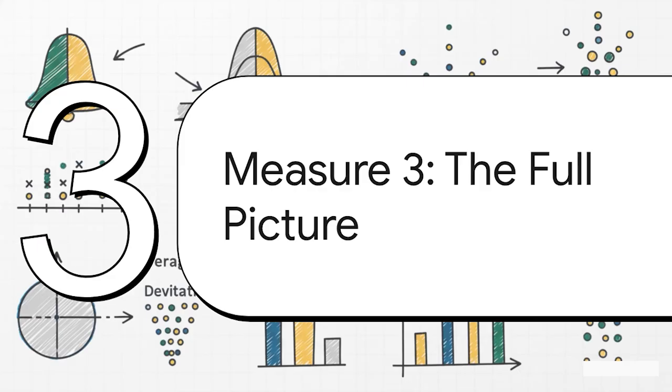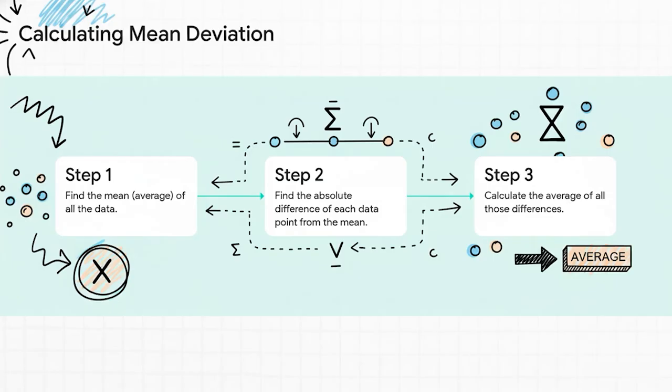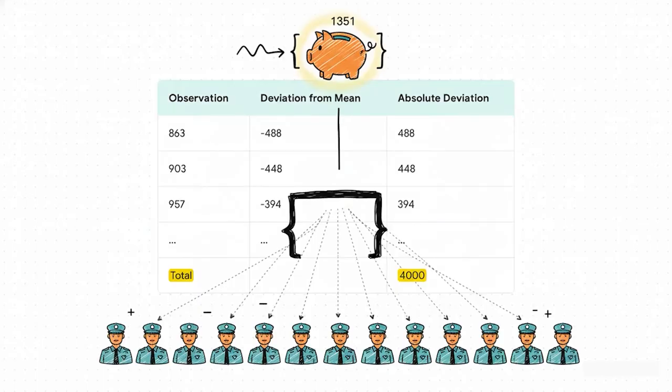So let's look at our final and probably most powerful measure. This is the one that gives us the full picture by taking every single data point into account. This one's called the mean deviation, and the process is actually pretty straightforward. Step 1, you find the mean. The good old-fashioned average. Step 2, you go through every single data point and measure its exact distance from that average. And step 3, you just find the average of all those individual distances. That's it. Let's use a new example here, this one about payments to 12 officers.